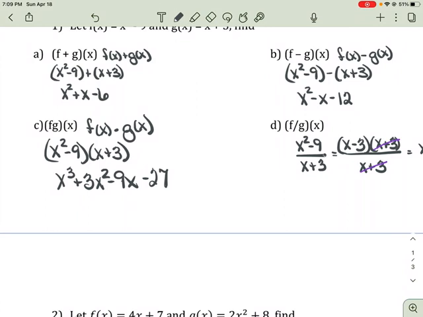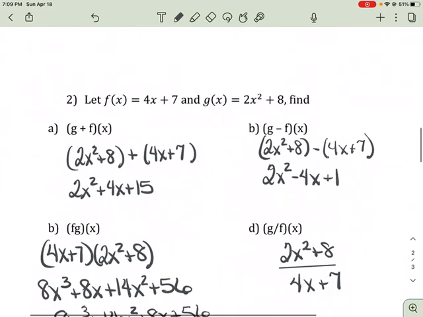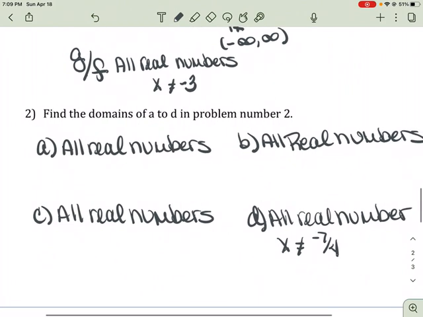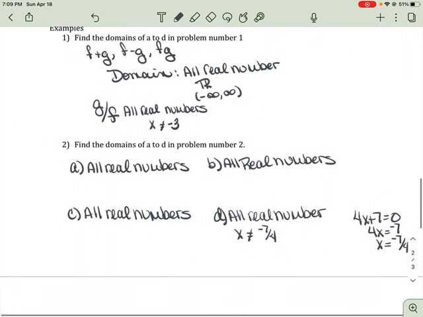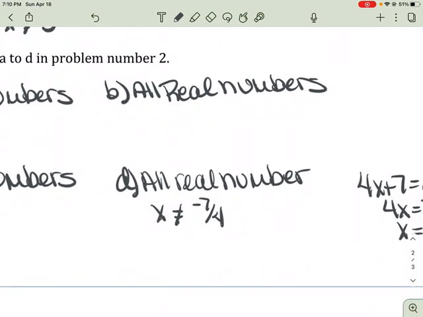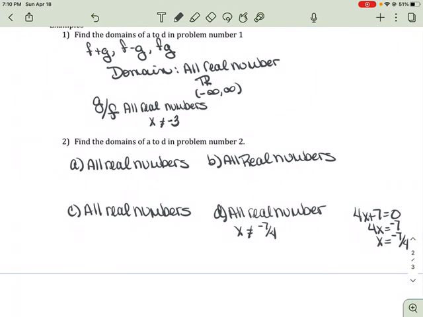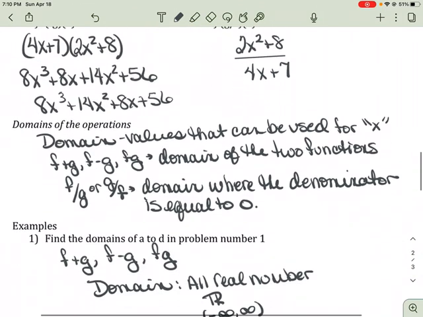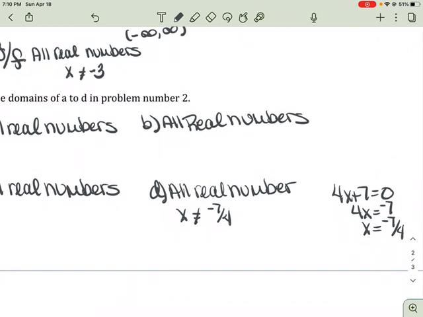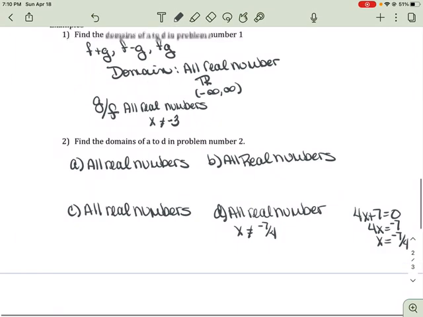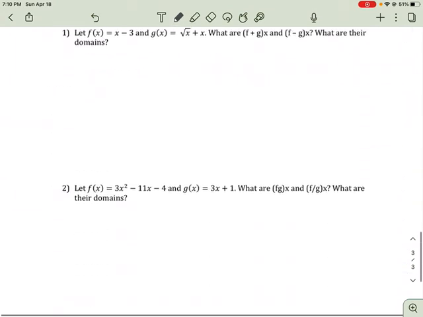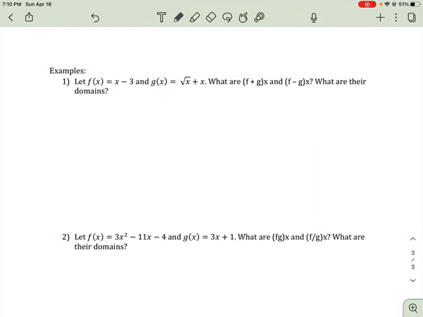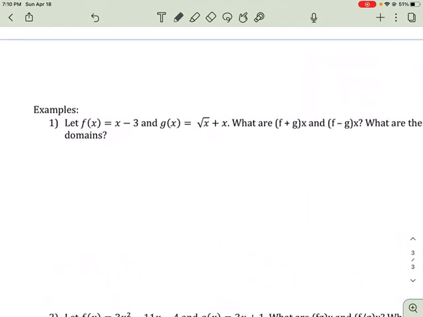All right, why don't you try number 2 with the domain and range. Okay. All right, so here's what I came up with. I've listed them all individually. All real numbers for A, B, and C. And again, you can do the funky R or interval notation. But for D, I have all real numbers except negative 7/4, because negative 7/4 is the number you would put in to make that equal 0. And I did 4x plus 7 equals 0, and then solve. Okay? All right, so why don't we try these two?